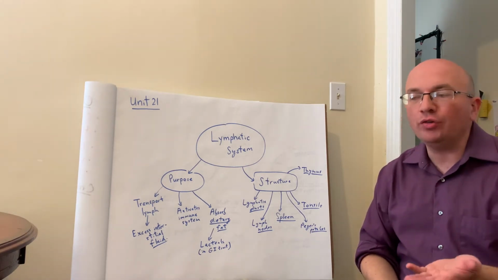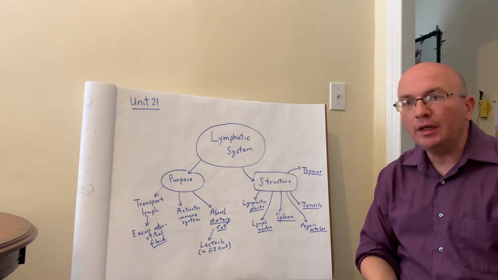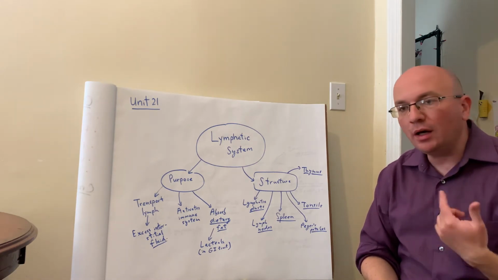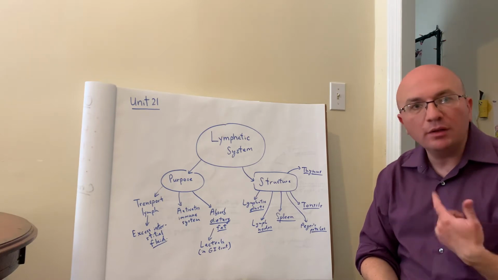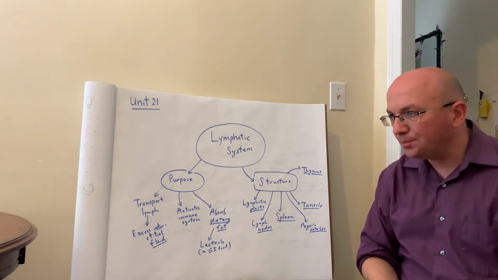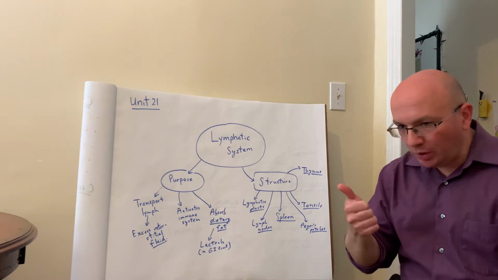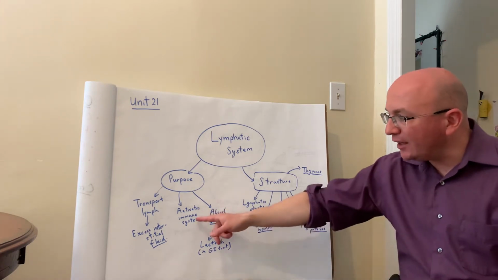Eventually, lymph actually gets joined into the venous system, and the heart, as the main pump, then accepts that fluid into the blood and then allows the circulation to continue. So that's one function. The second function is activation of the immune system.